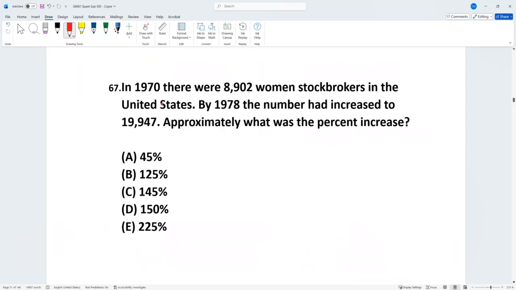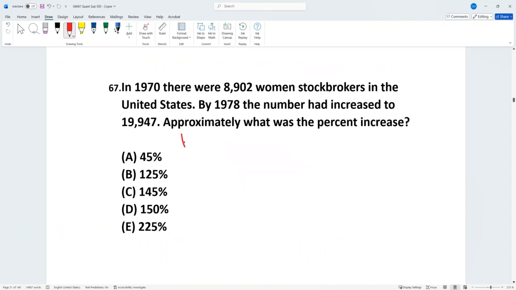Go on to question 67. It says, in 1970, there were 8,902 women stockbrokers in the United States. By 1978, the number had increased to 19,947. Approximately, what was the percent increase?